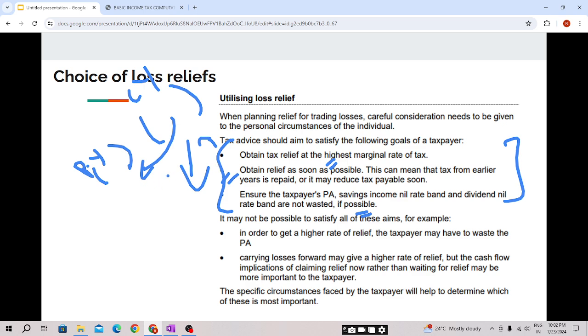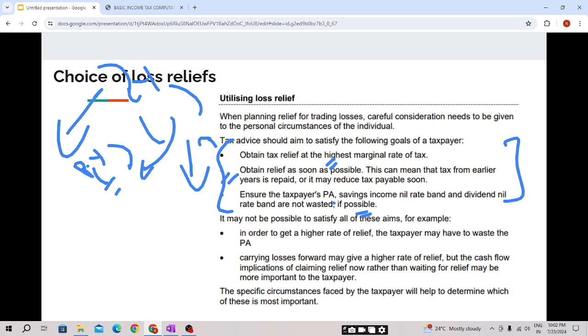If relief needs to be claimed as soon as possible, then we will start with the previous year. When will we start with the previous year? If the individual pays the same income tax in both the current and previous year. We need to see the income tax rate, students.